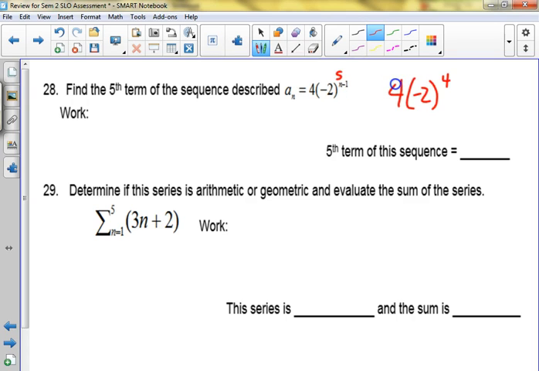How many people are still going to get this wrong, though? They're going to forget the parentheses. Negative 2 to the fourth should be positive 16 times 4. I'm going with 64, but my brain is probably wrong. Is that right? Okay.